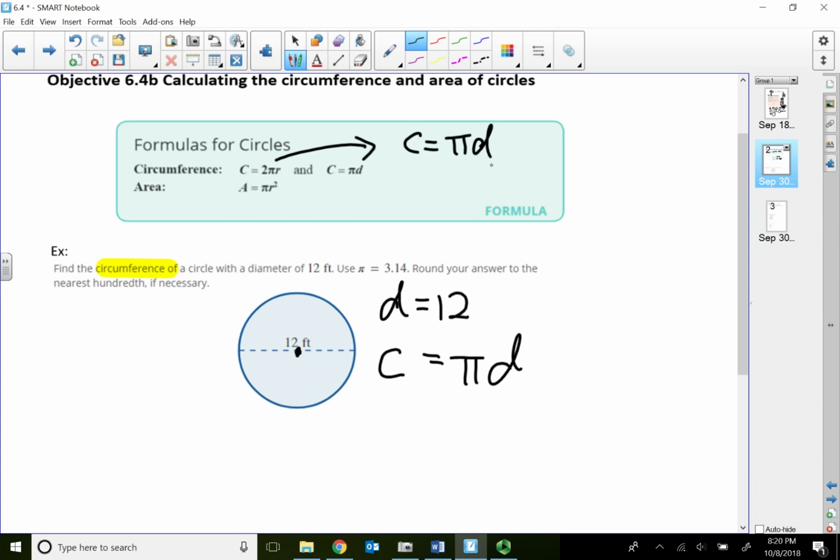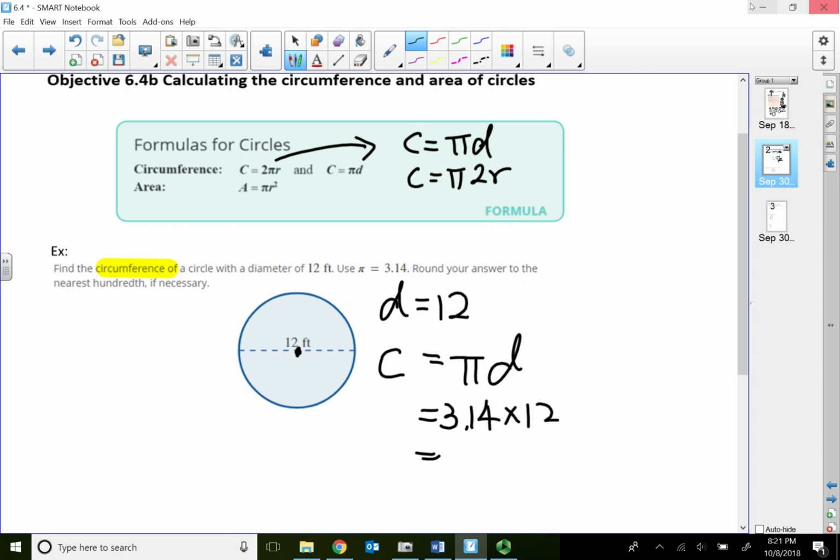If I replace diameter with 2 radius, because a diameter is 2 radius, then I can also have pi times 2 radius. They just put the 2 in front of the pi. So either way will work. Since the problem gave me a diameter already, I'm just going to say 3.14, which is what I use as the rounded value for pi, times 12. Round the answer to the nearest hundredth.